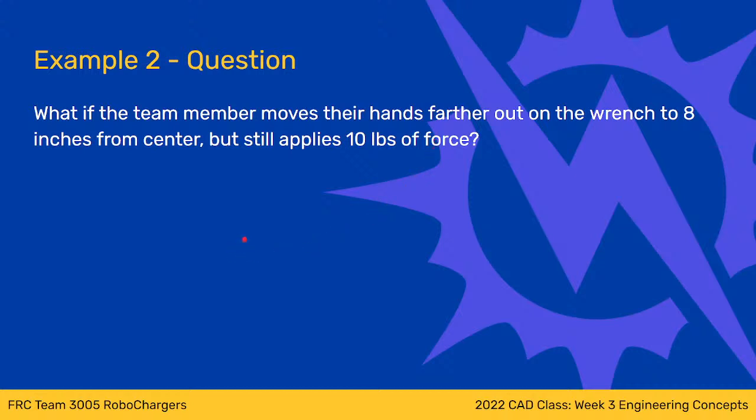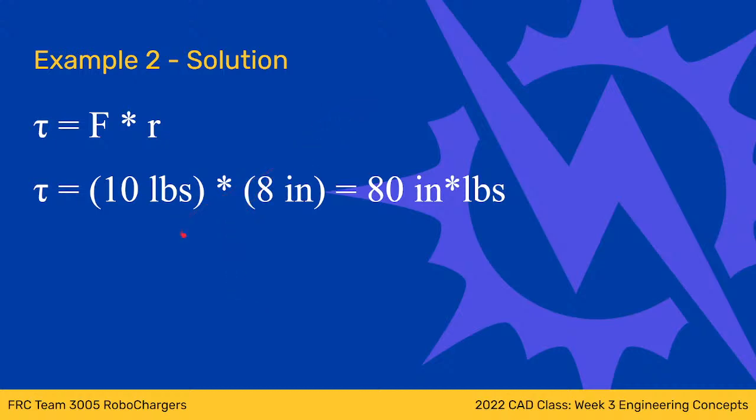All right, so let's do another one here. You have the same situation, right? You're pushing on a wrench, you're perpendicular to the wrench, but you move your hand a little farther away from the wrench, right? You need to get more leverage, right? You move your hand from 6 inches out to 8 inches, and you're still applying the same amount of force. So pretty simple. You just multiply them together again. 10 pounds this time times 8 inches, you get 80 inch-pounds, right?